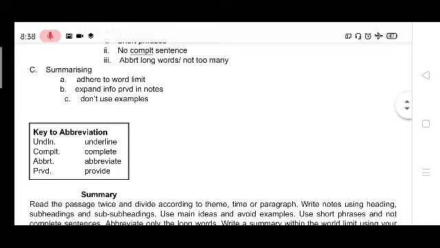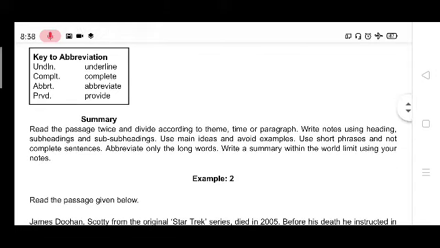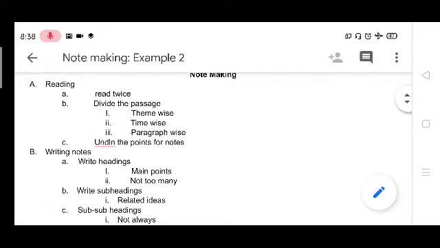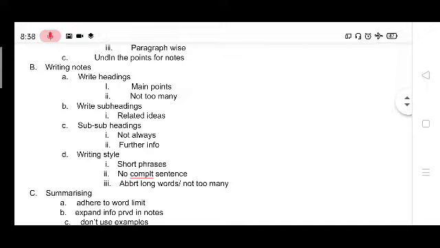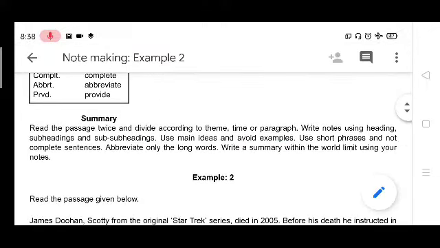Then I have given this key to abbreviation. Always give this key to abbreviation in a box. Key to abbreviation: I have abbreviated underline, complete, abbreviation, and provide. So these 4 words were abbreviated. And now look at the summary. Whatever we have written here in the notes, the 3 stages of note making, I have covered that in the summary.